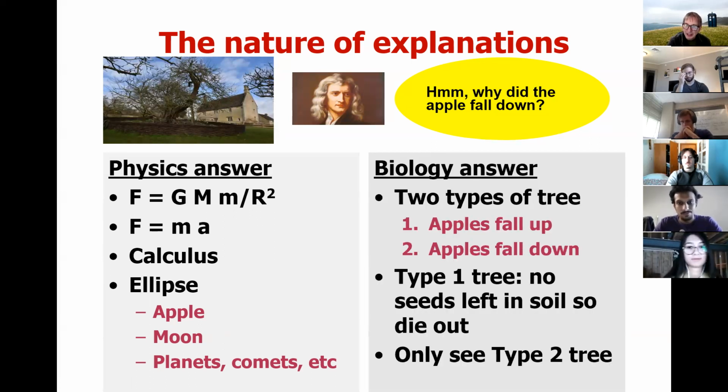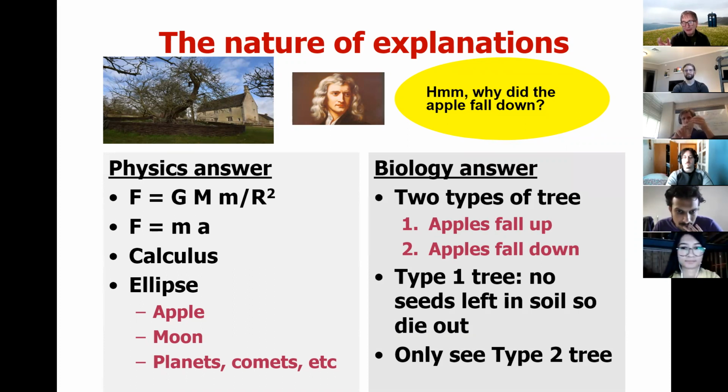Here is a joke, but it's a parody of an answer that you sometimes get in evolutionary biology. Well, there are two types of trees. There are ones where the apples fall up, and there are ones where the apples fall down. If you think about the type 1 tree, their apples will fall up, and so they will go off into space, and they'll leave no seeds in the soil. And so those trees will die out. That means the only ones that you will see are the trees where the apples fall down. And so that's why apples fall down. Okay, so that's a kind of evolutionary biology answer.